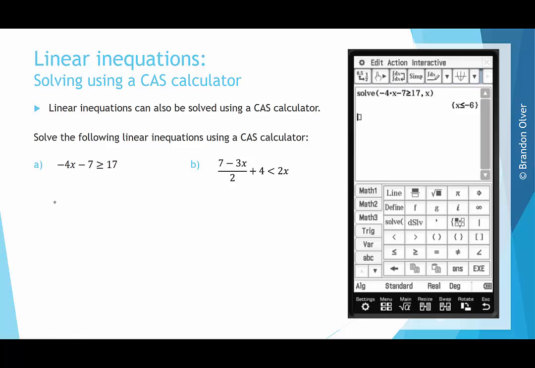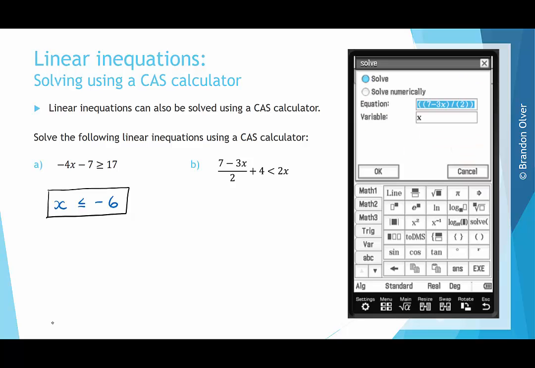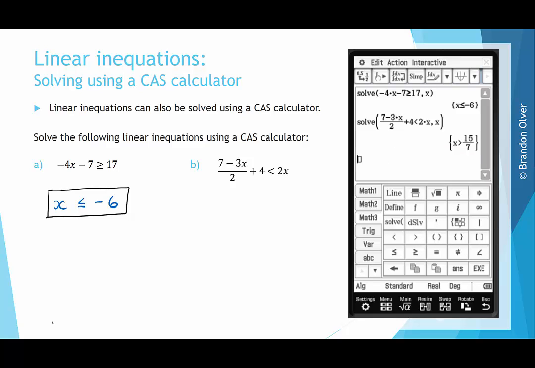So from the CAS calculator, we find that x is less than or equal to negative 6 is the solution for part A. For part B, we want to put in 7 minus 3x divided by 2. Then we have plus 4, and that says it's less than 2x. Now we highlight that and go interactive equation inequality and solve. Solve for x and press OK, and that gives us our answer. For part B, the CAS calculator tells us that the solution is x is greater than 15 divided by 7. So that is the answer for part B.